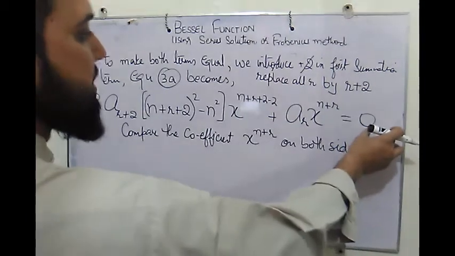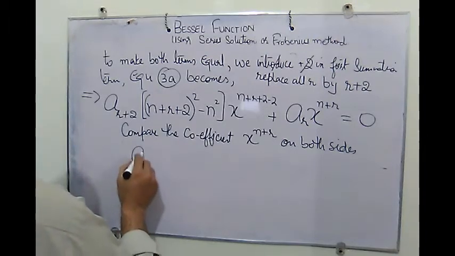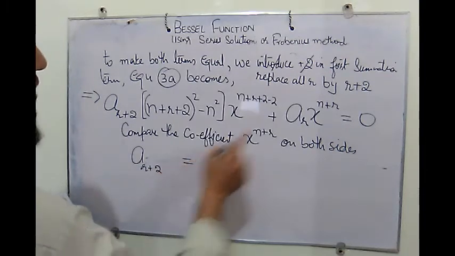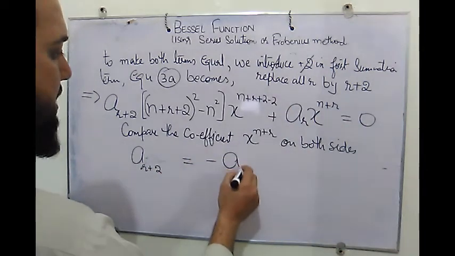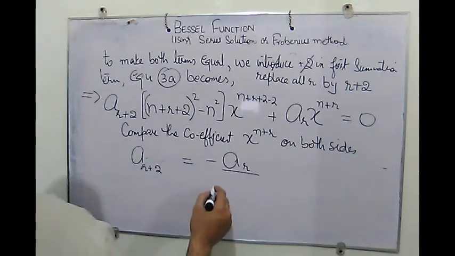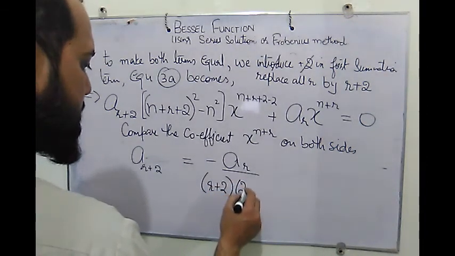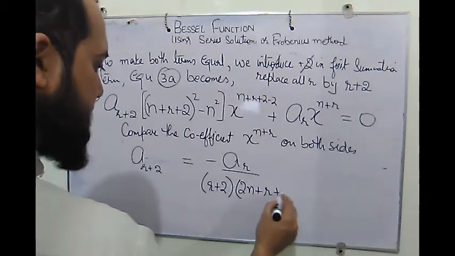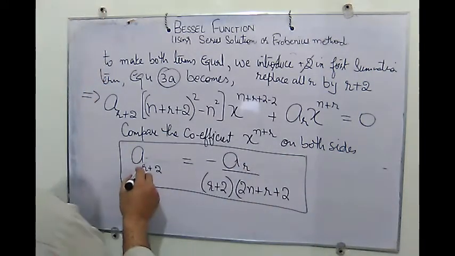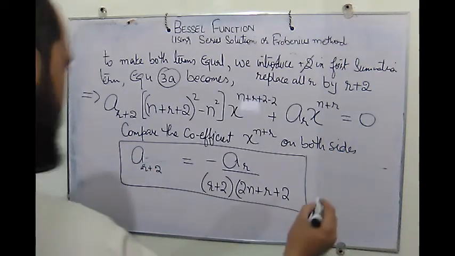So we have seen that there is no x^(n+r) coefficient on the other side. So the only coefficients are a_(r+2) times this term is equal to, this term will go to the other side, it will become minus a_r upon all this term coming inside, which will be (r plus 2)(2n plus r plus 2). So we have a general term by which we can find the coefficients. We call it equation number 5.